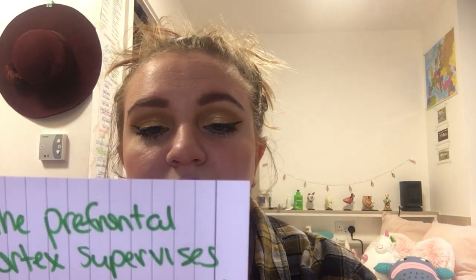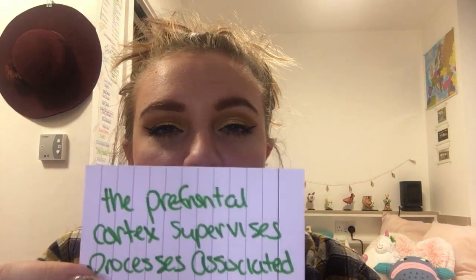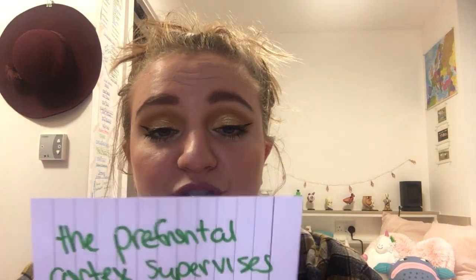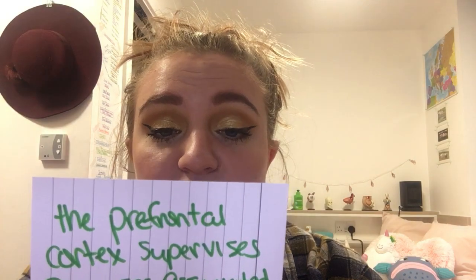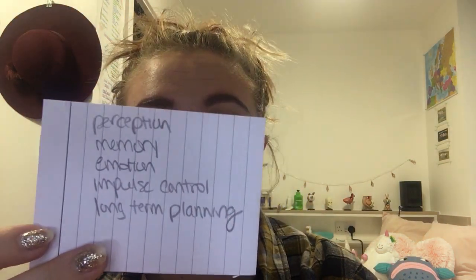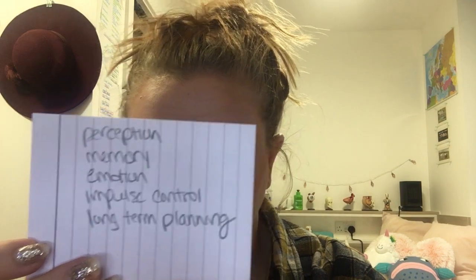The prefrontal cortex supervises processes associated with, so what kind of stuff do we have going on in the frontal lobe? Perception, memory, emotion, impulse control, and long-term planning. So the main things in the prefrontal cortex.